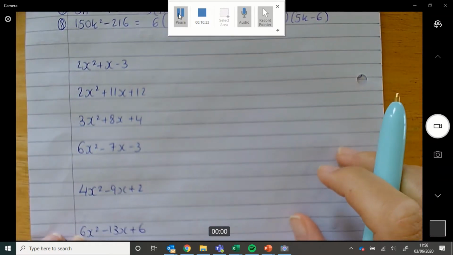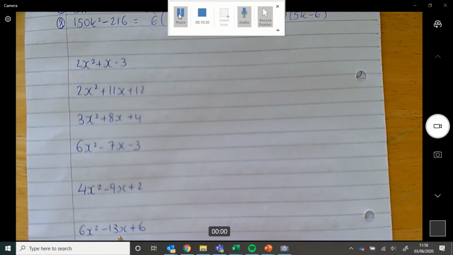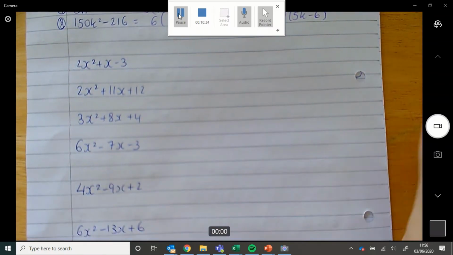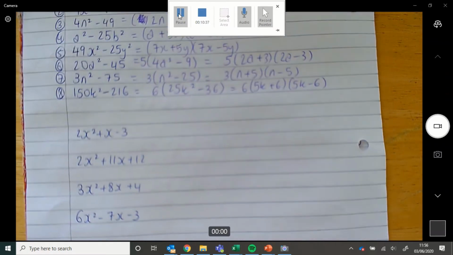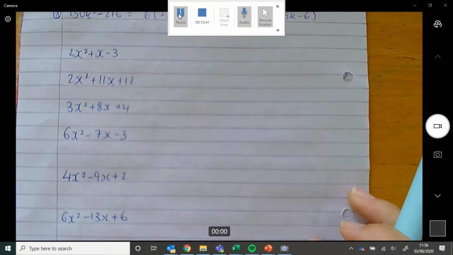Okay, the next type of factorising that I need to be able to do is what happens if the coefficient of x squared is not 1. Okay, and what I mean by that is coefficient is the number that's in front of x squared. So what happens if that number is not a 1? What happens if it's a different digit?